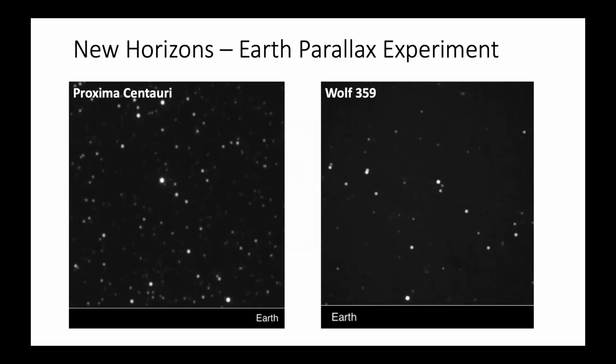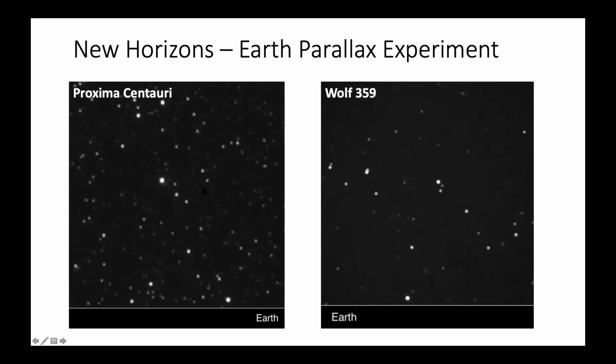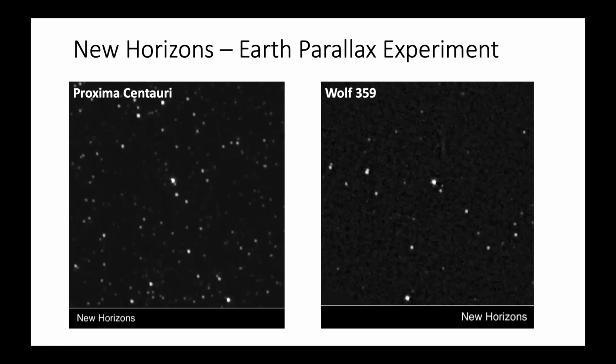Next, New Horizons has now done this long baseline parallax. So what you're looking at here, say Proxima Centauri, all these stars in the background are much further away than Proxima, so they appear stationary.